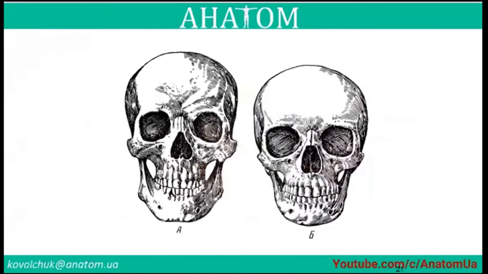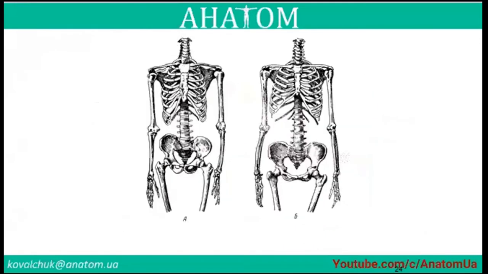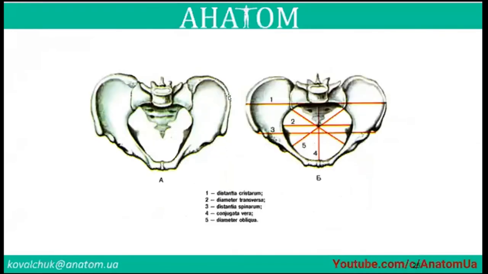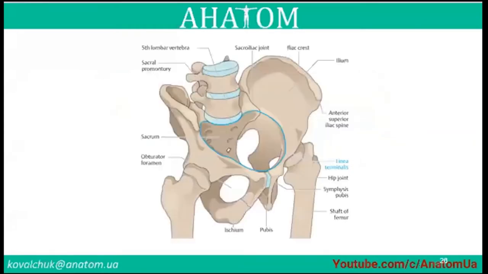Not only does the skull have a different form in male and female, the whole skeleton has a special form, in the pelvis, for example, and in the thorax. And in the pelvis, some sizes and distances between structures in a female pelvis are very important for the time of presenting a fetus in the mother's uterus.